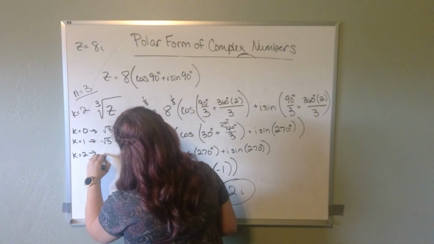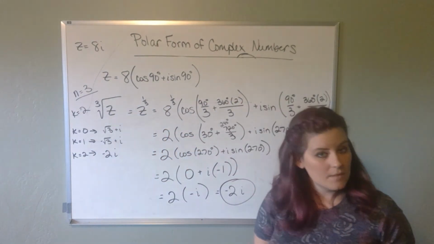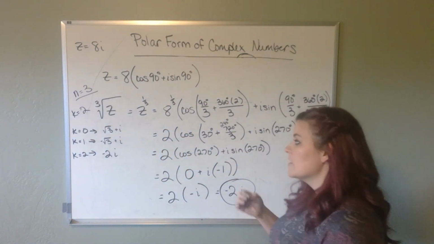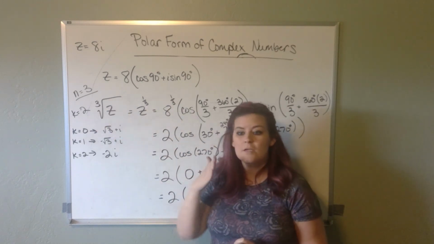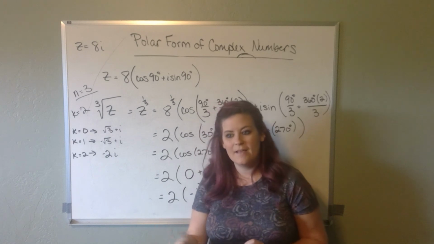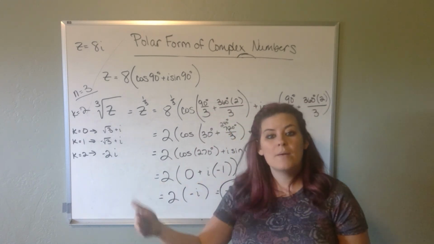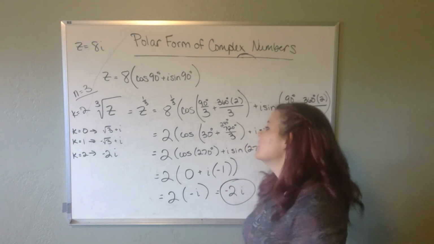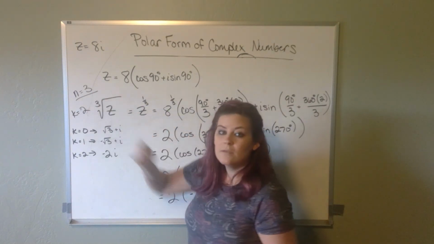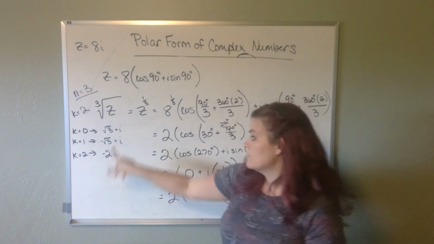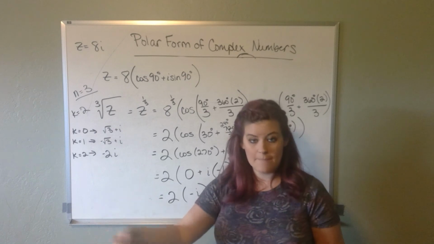Why did I stop at k equals 2? Why didn't I do k equals 3? Because remember, k only goes up to n minus 1, and our n was 3. So it goes 1 less than n every time. And as long as you start with 0 and you go up to that n minus 1 value, you'll notice that if you're looking for the cube roots, you'll get 3 values. We got 3 values. We had to do 3 iterations with k.